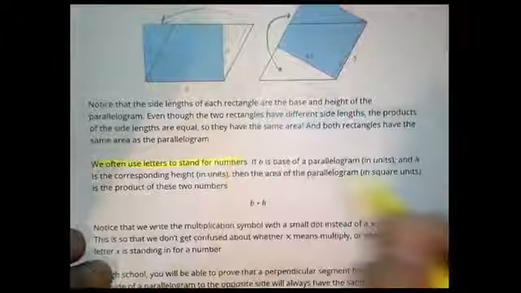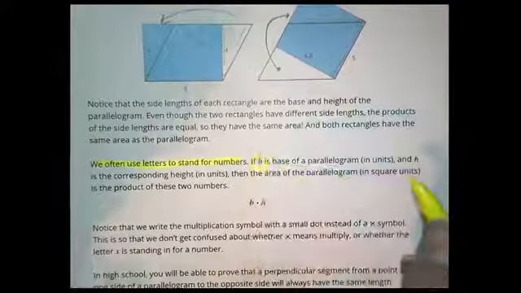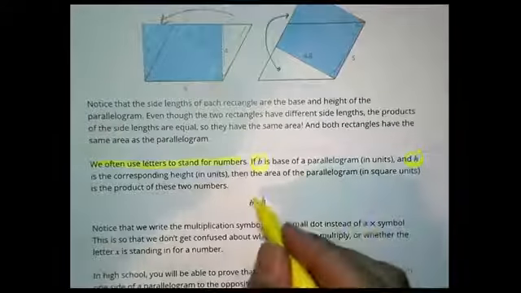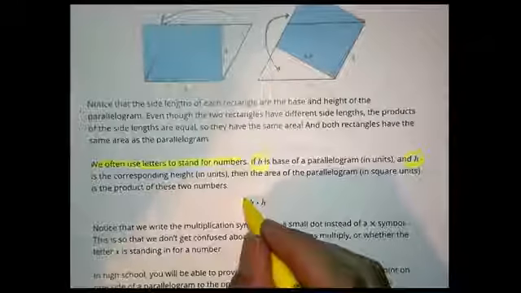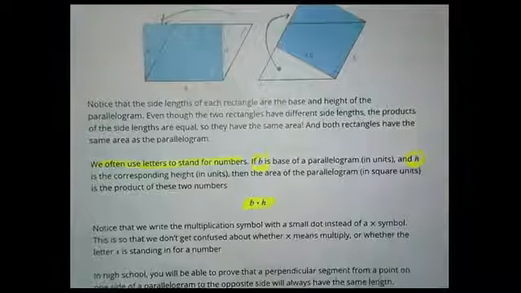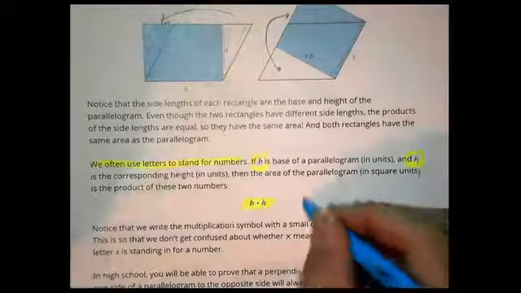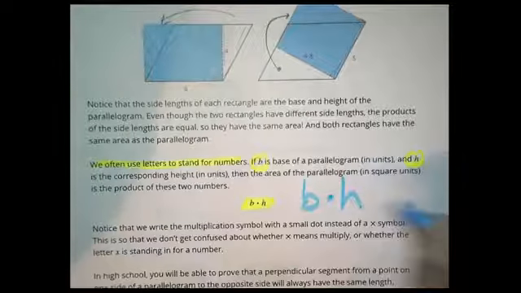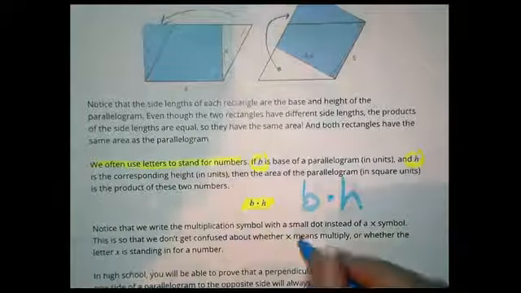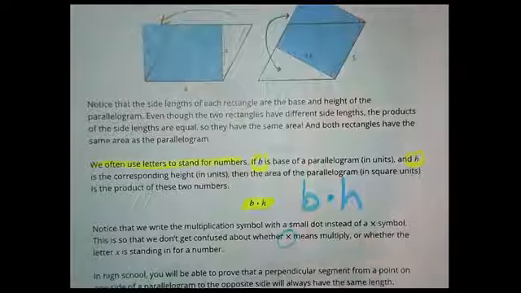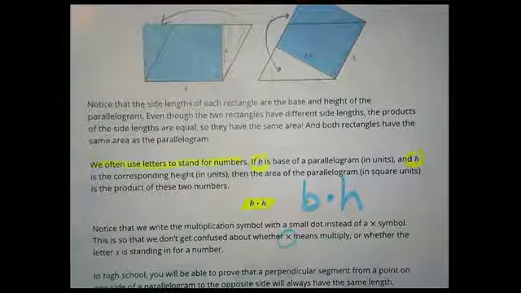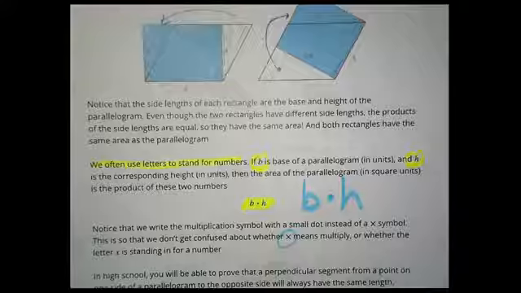Okay, the base tends to be a B and the height tends to be an H, and so the area of a parallelogram is often displayed as B times H. Notice that we use this multiplication symbol of a dot, right? B times H. And that's because later on we don't want to get confused with X, that sometimes represents a missing number. So we'll start using that dot there to represent multiplication.